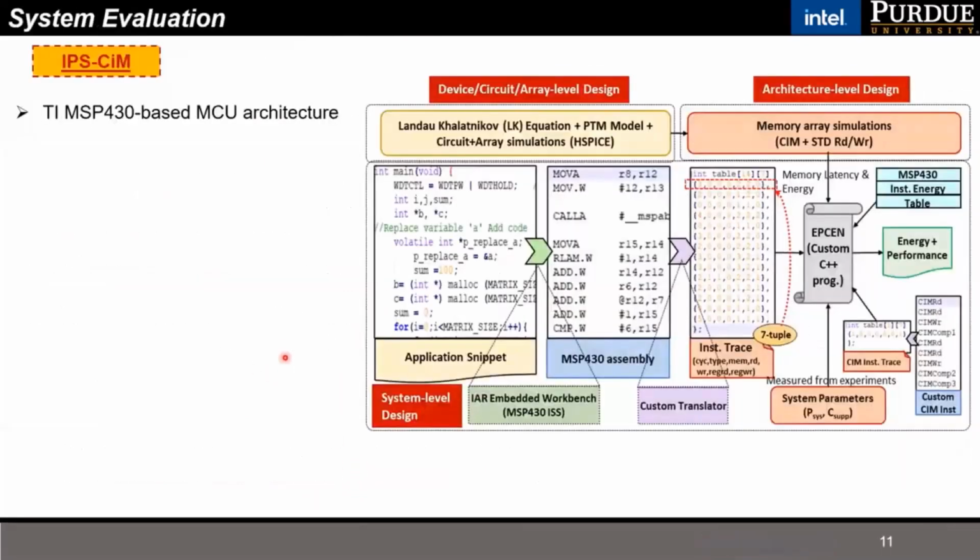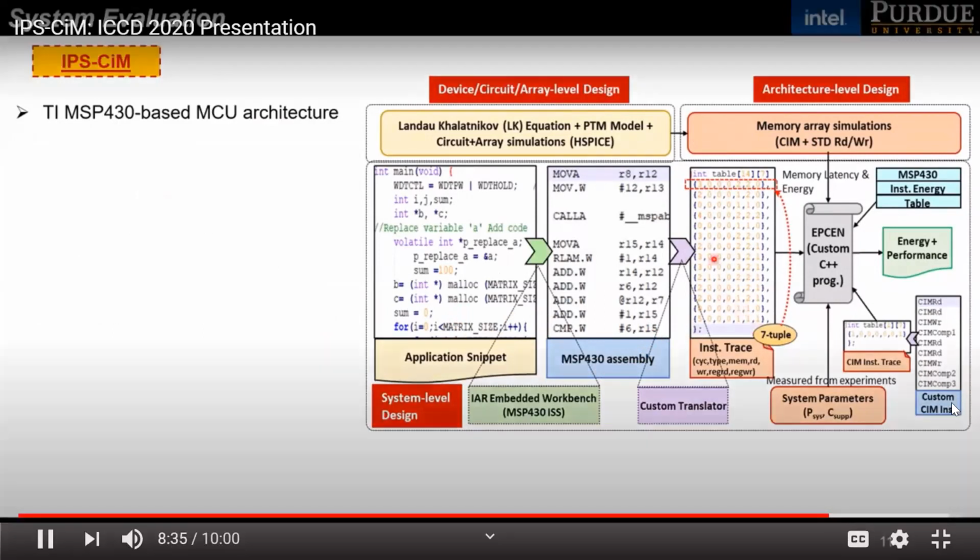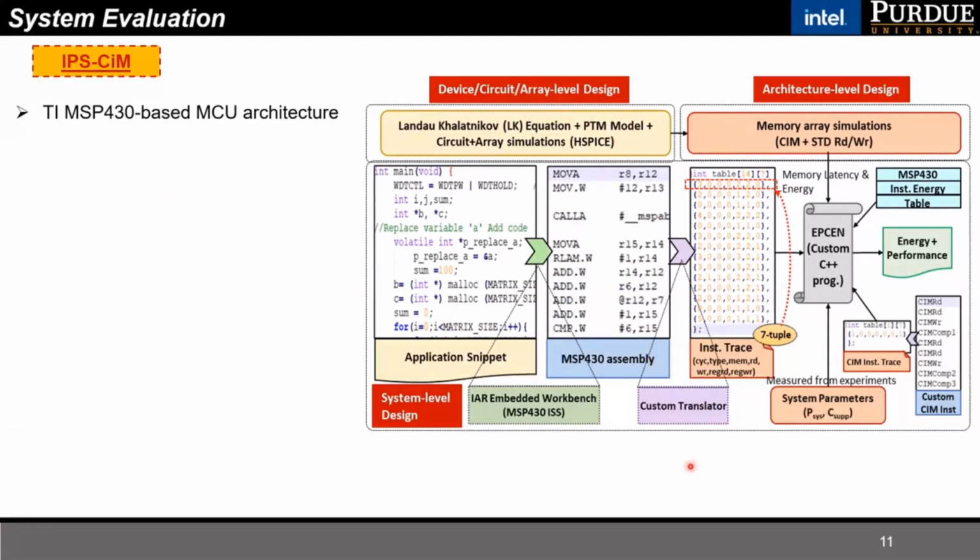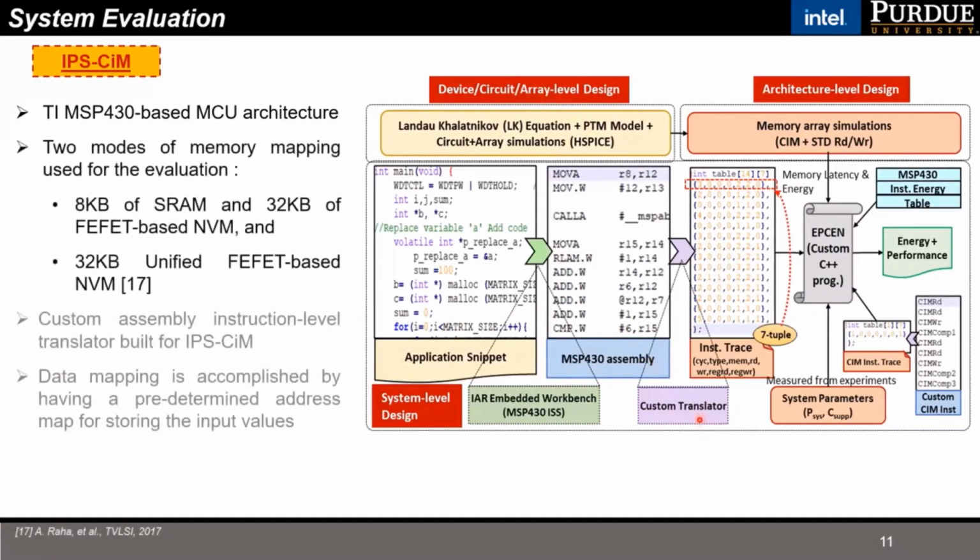Now, we design an in-house TI-MSP430 based simulation framework for the IPS SIM, where we have a custom assembler which generates instructions in the MSP430 assembly language, and we use a parser to extract the instruction trace based on the required standard memory reads or SIM operations for a particular application. And this, in conjunction with the circuit and array level microarchitectural results, we come up with the system level evaluation as discussed in the next slide.